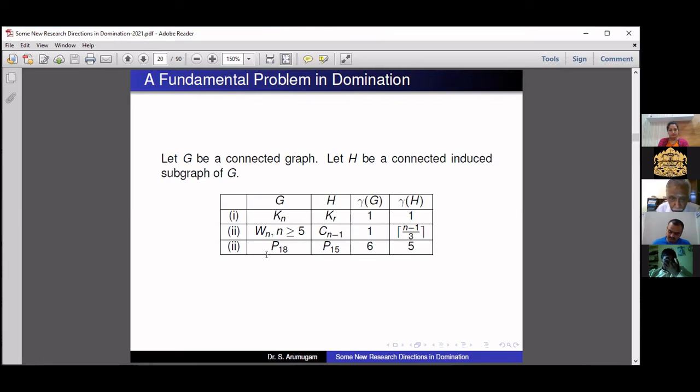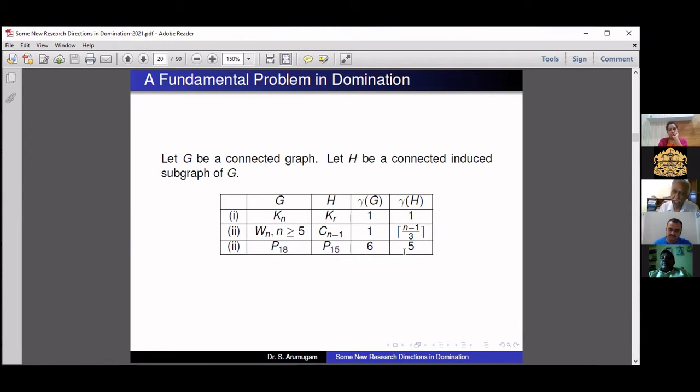Whereas for a path, P18 is my path and P15 is my induced subgraph. For the path, gamma is 6. For the induced subgraph, gamma is 5. So if you take a connected graph and a connected induced subgraph, gamma can go up, go down or remain the same. All possibilities are available. The domination number can go up as in the second example, it can remain the same as in the first example, or it may come down. All three possibilities are there.